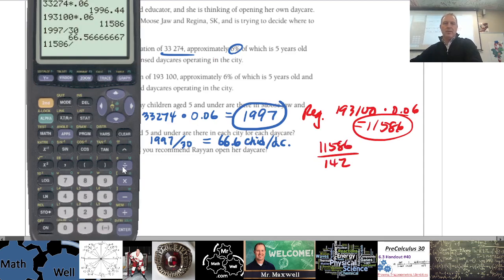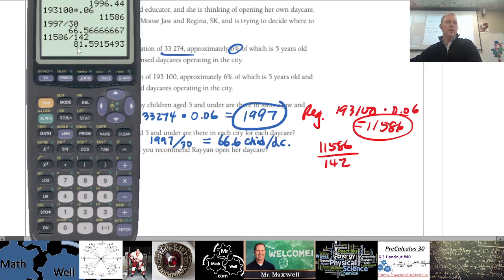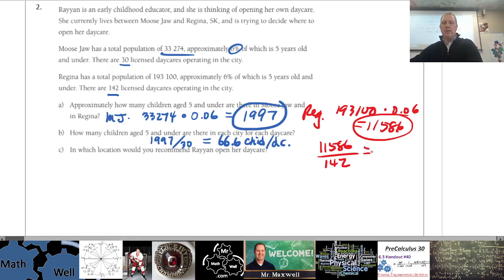11586 divided by 142. Do you think it's going to be more kids per daycare, a higher number, or lower? What do you think? Lower? Okay, let's see. Ooh, it's higher. It's actually quite a bit higher. That's 81.6 kids per daycare. So they aren't actually that close. So this is approximately 67 kids per daycare. This is approximately 82 kids per daycare. So which location do you think would be best to open up a new daycare?